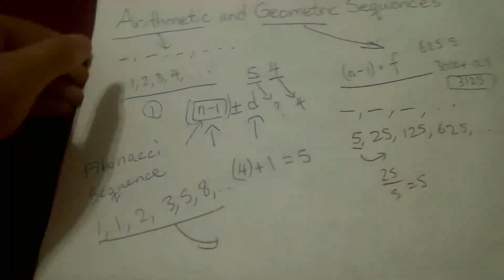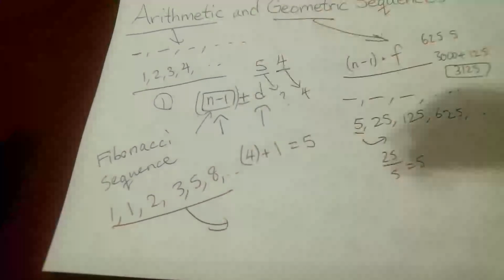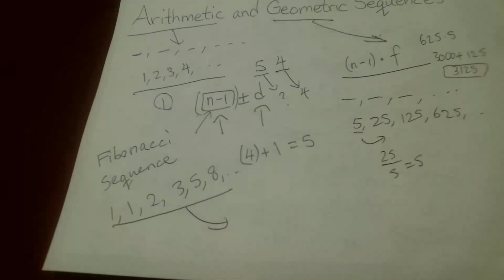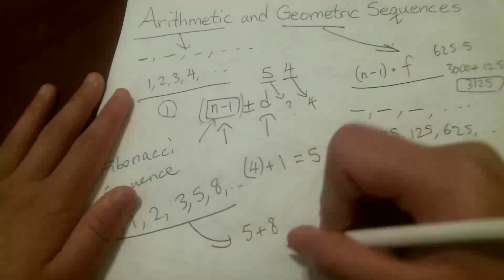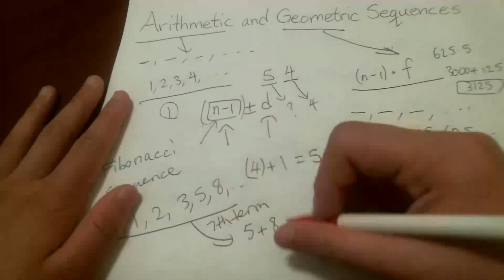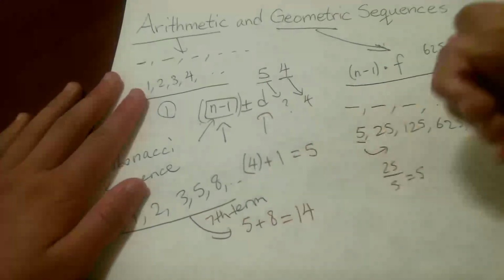So we have those terms here. Say you wanted to find the next term, which in this case would be the seventh term. Here, I'll just put this here, seventh term. We would find that by adding 5 plus 8, which is the past two terms, and that is just 14.